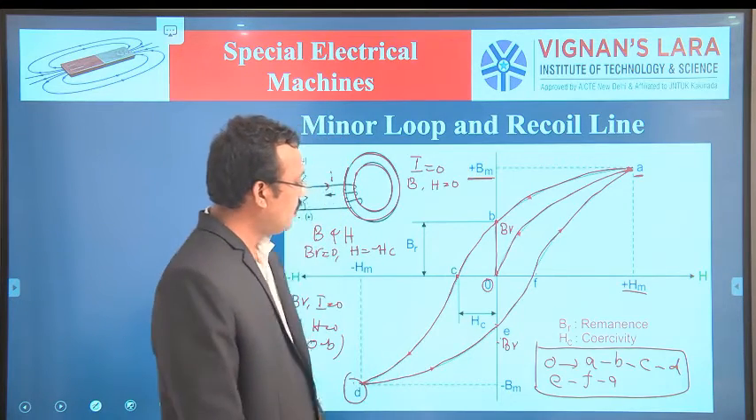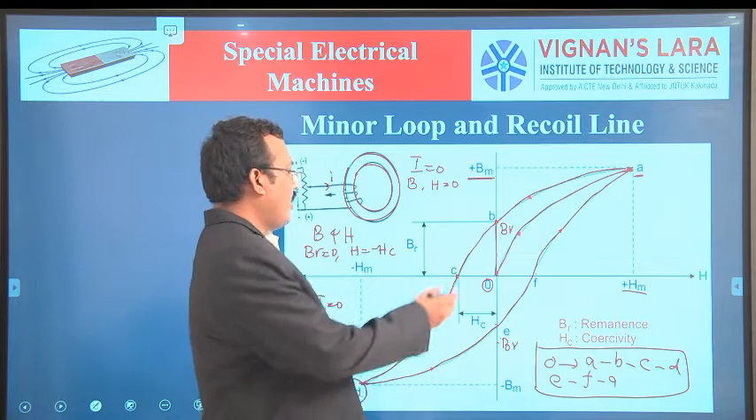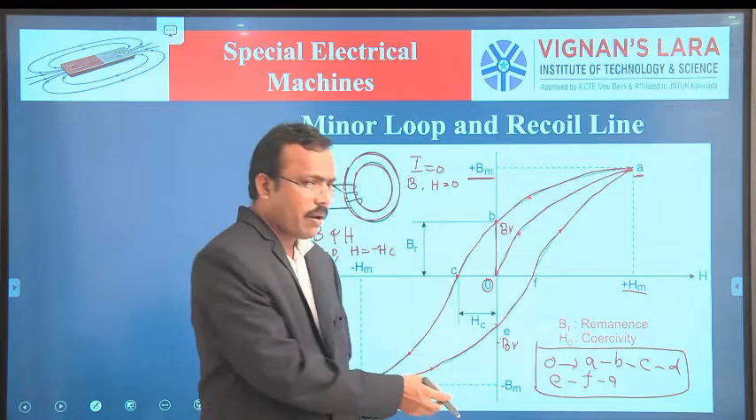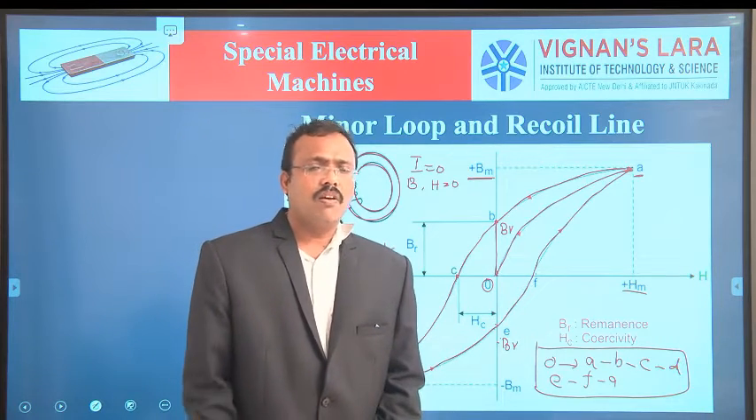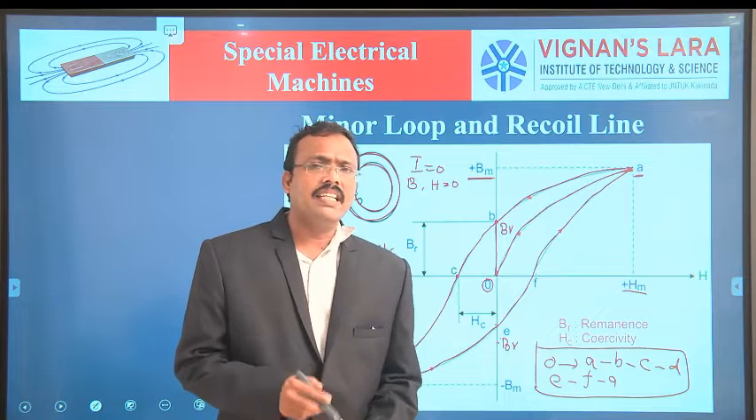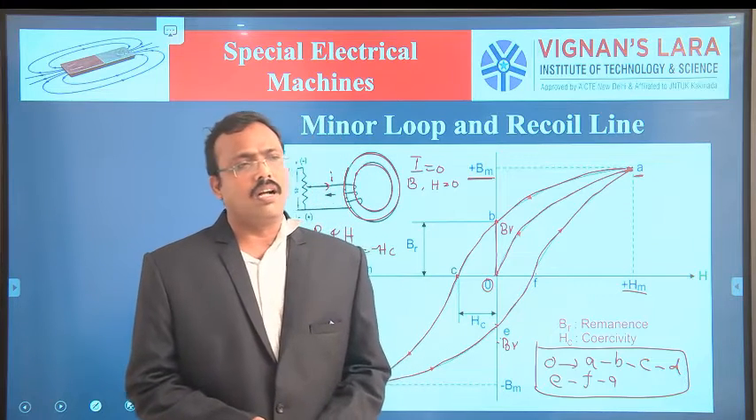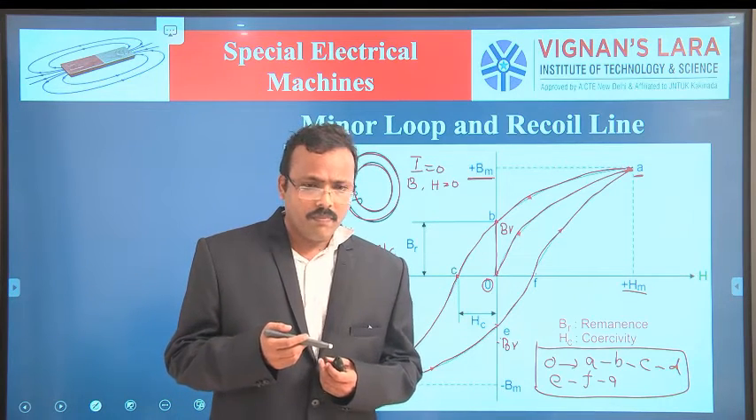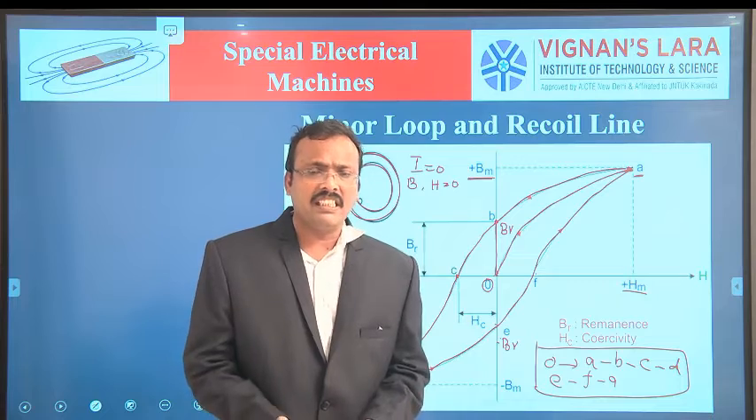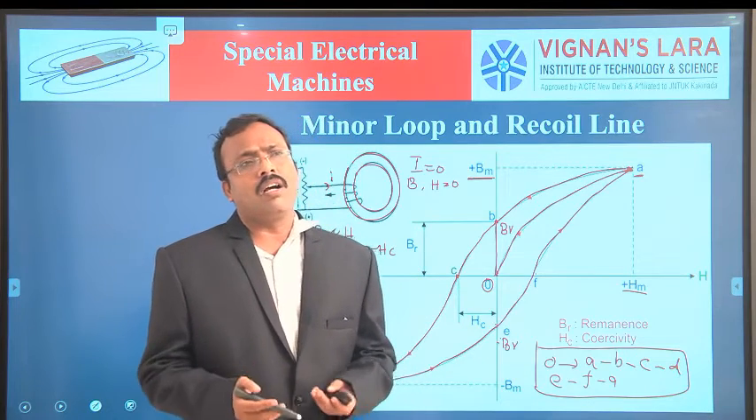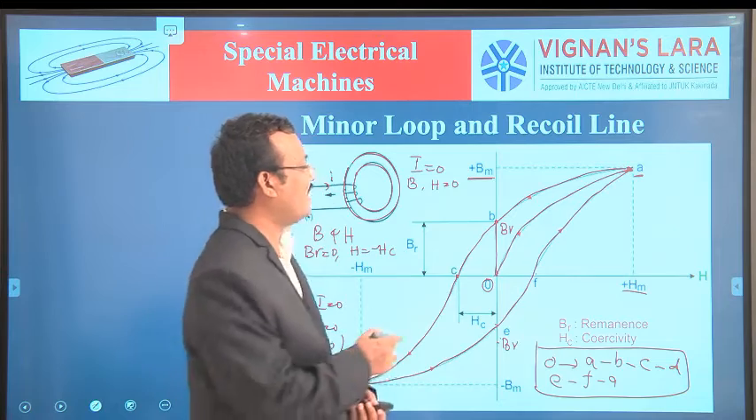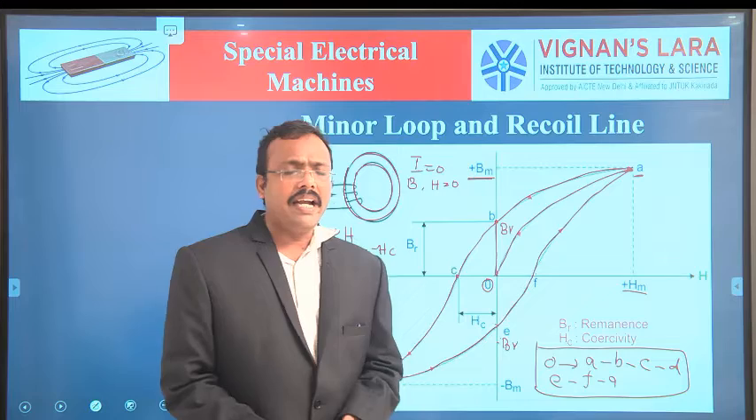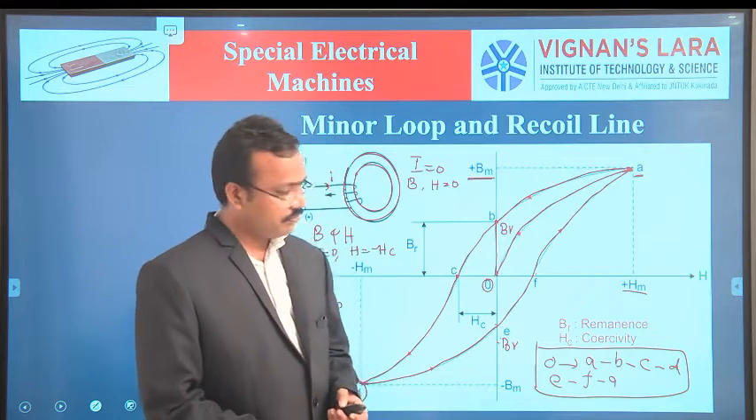But while considering practical applications, we do not consider this type of magnetic loop or hysteresis loop. For practical applications, we consider the minor hysteresis loop and recoil line. While designing many practical applications such as motors and generators, we do not consider this BH loop. We consider only the minor hysteresis loop and recoil lines.